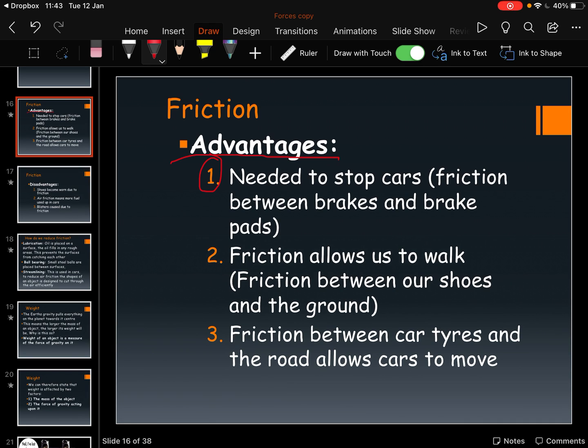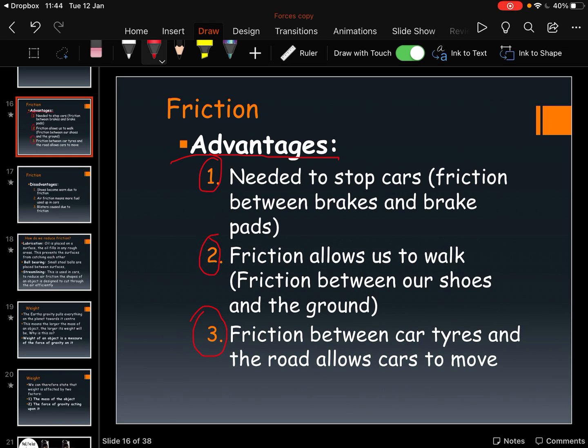We could not live without friction, to be fair. Number one, we need to stop cars: friction between the brakes and the brake pads. Number two, it allows us to walk, friction between your shoes and the ground. If it wasn't for friction, you would not be able to walk. You'd just slide everywhere. And number three, friction between the car tires and the road allows cars to move. Okay, so it's vital.